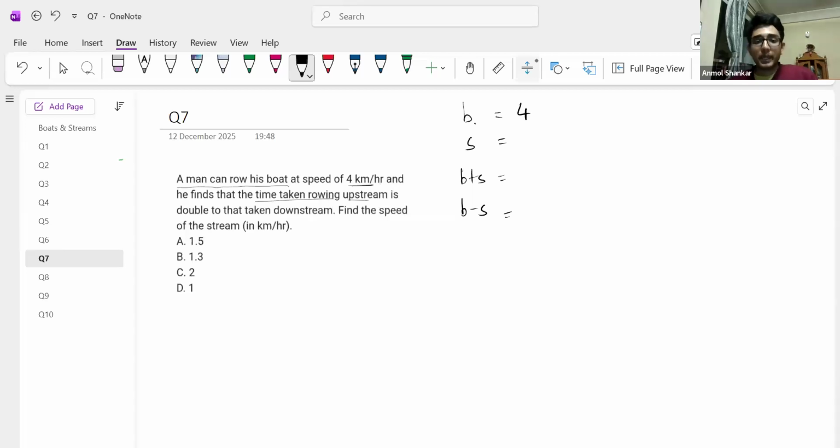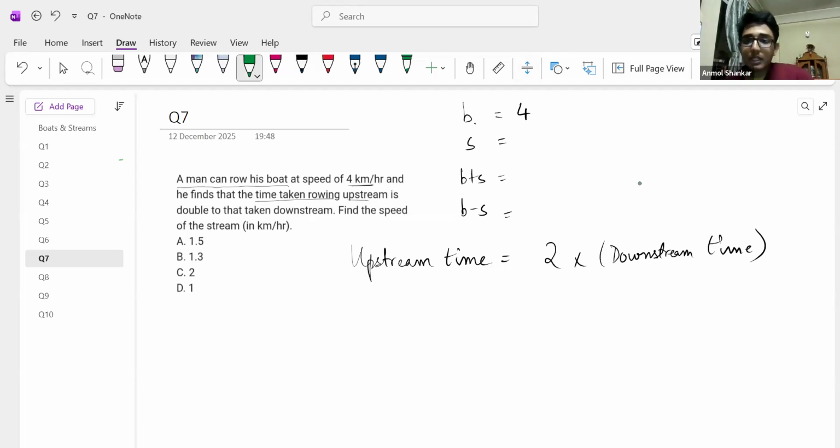So what can we say about the speed? Upstream time is equal to 2 into downstream time. What can we say about the upstream speed or downstream speed? For me, going upstream takes double the time. So at what speed did I go upstream compared to downstream?